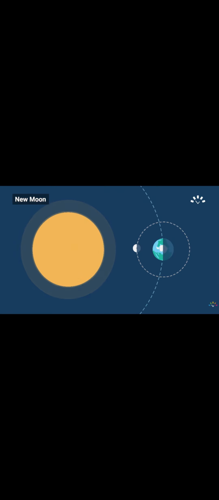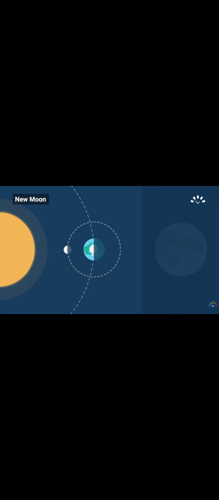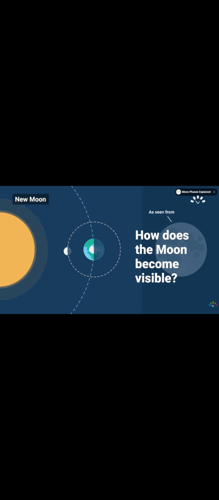can't see it because it's next to the sun, which is much, much brighter than anything else in the sky. Another reason we can't see it is that it's between us and the sun. The bright lit side of the moon is facing away from us. Only the dark, unlit side is facing towards us. So, how does the moon become visible to us?